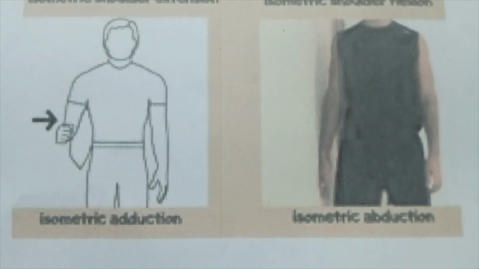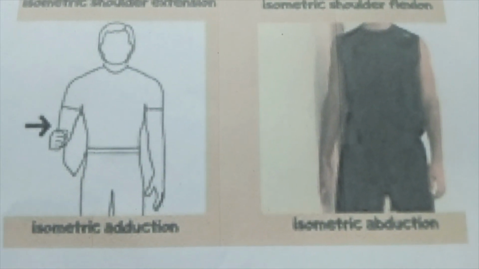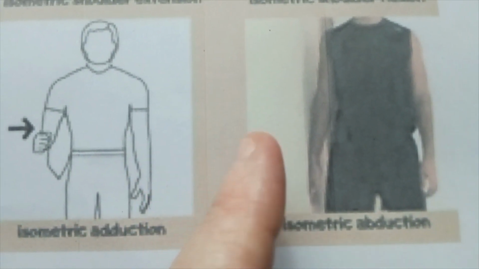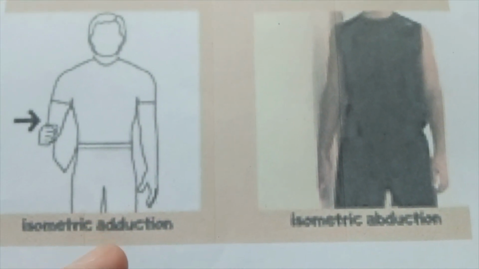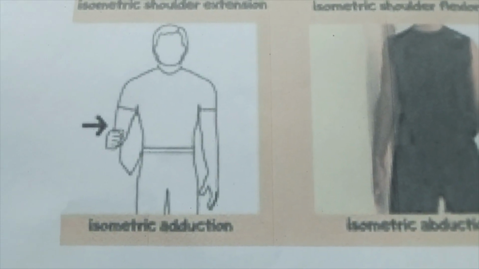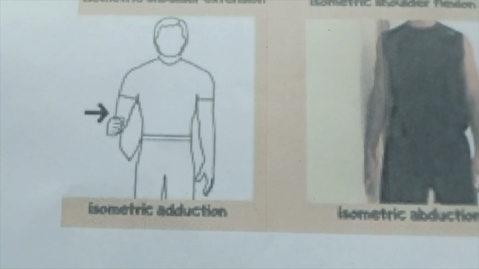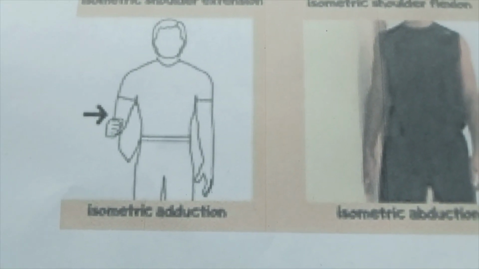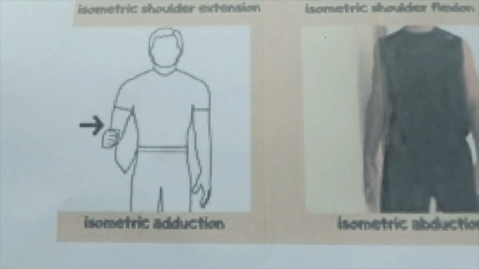Then we're going to work on the isometric adduction and abduction. So that's movement of the arm away from the body is abduction, and adduction is back towards the body. For these, you're going to place a small pillow between the injured arm and the torso, and you're going to just squeeze inwards and hold, and then release, and that will work on your adduction.